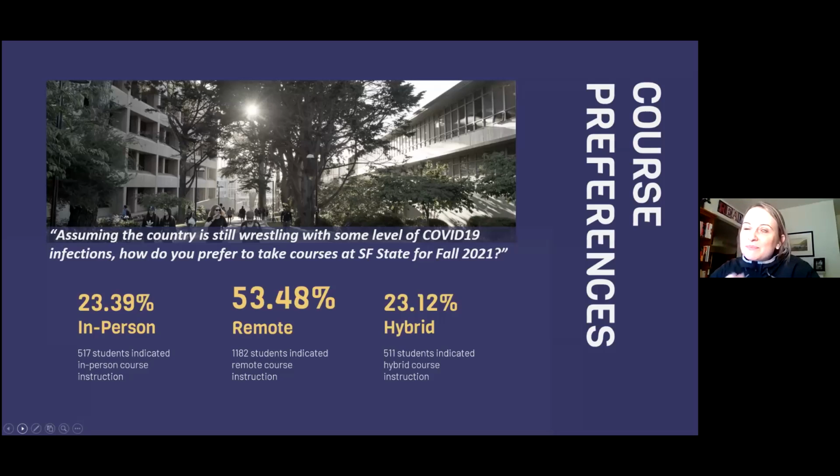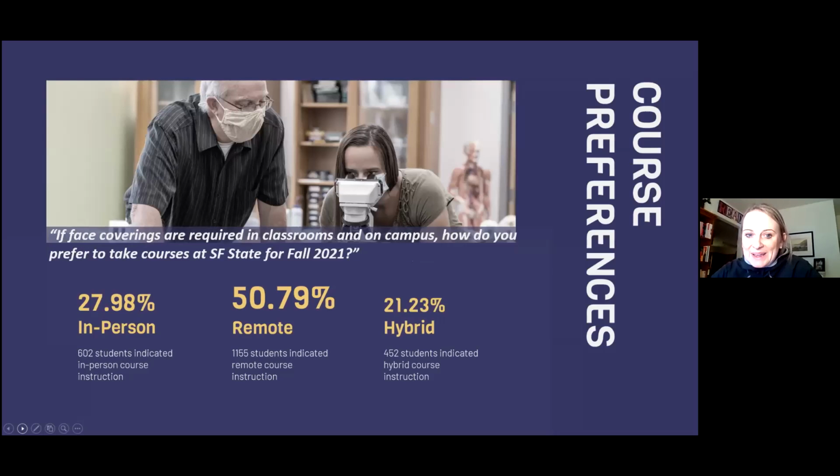The interesting piece of this is that about 47% of our students indicated that they plan to live at home with family for the fall semester. And again, this was just 6 weeks ago, so we don't know how this has shifted. But 47% of students indicated that they might be living at home with family, and about 46% of our students said they had plans to return to either San Francisco or the Bay Area.